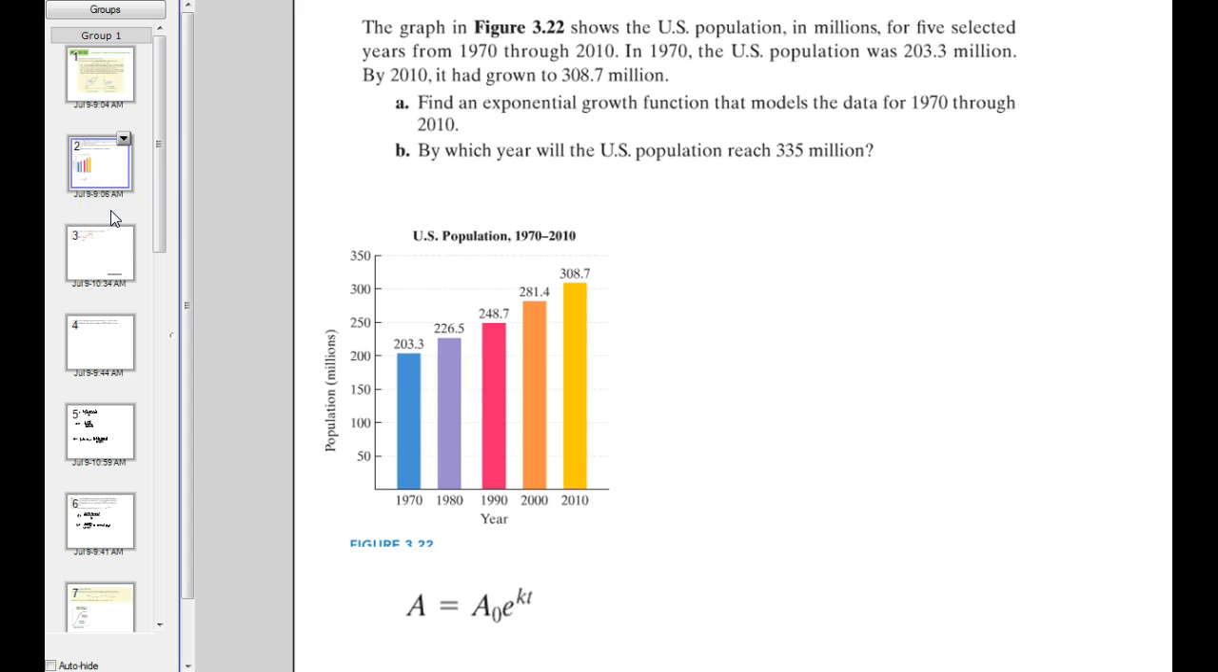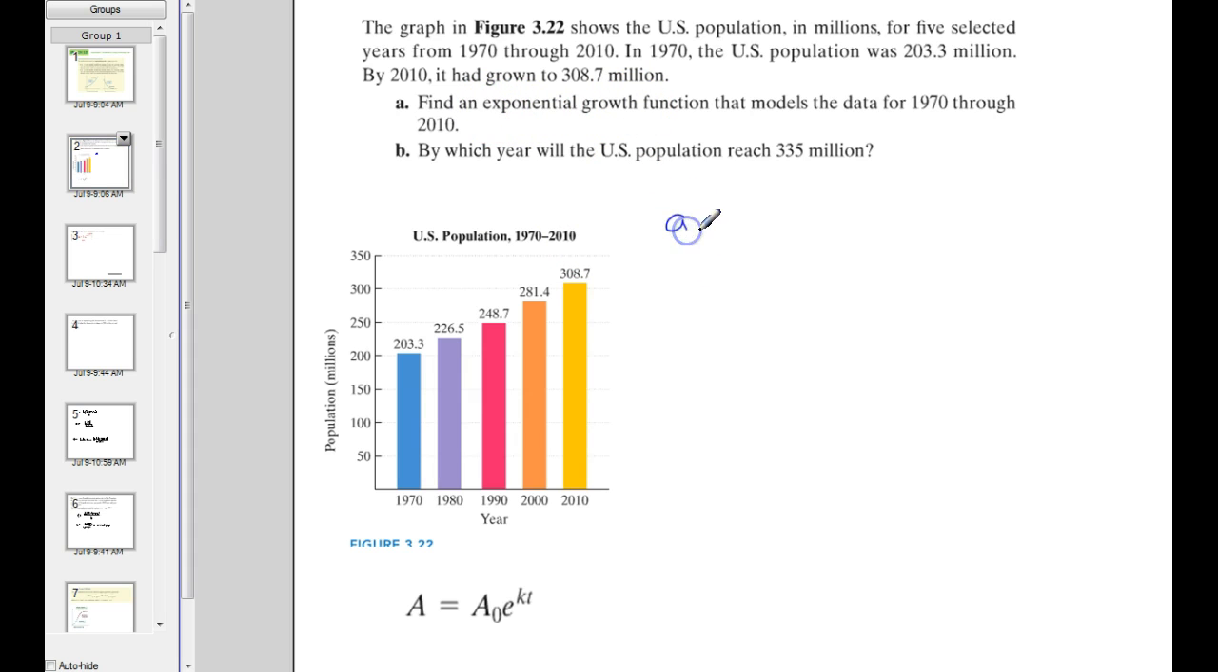And here is an example. This figure shows the U.S. population in millions for every 5 years from 1970 up to 2010. Okay, in 1970, the population was 203.3 million, and by 2010 it had grown to 308.7 million. So we want to find an exponential growth function that models this.